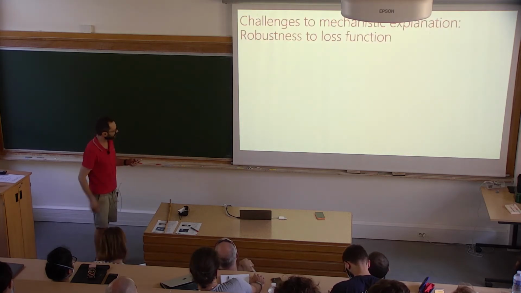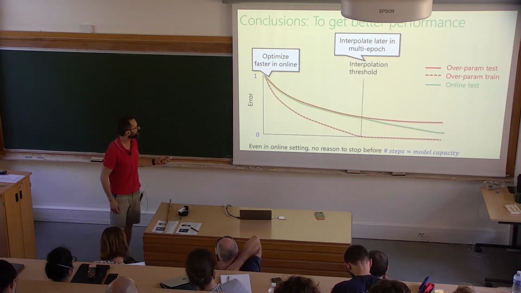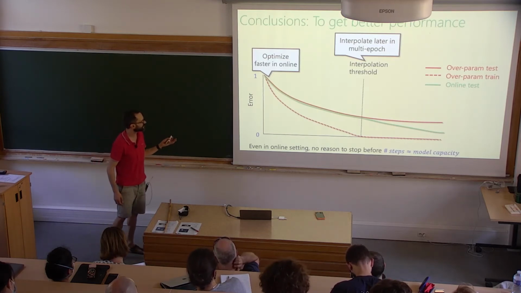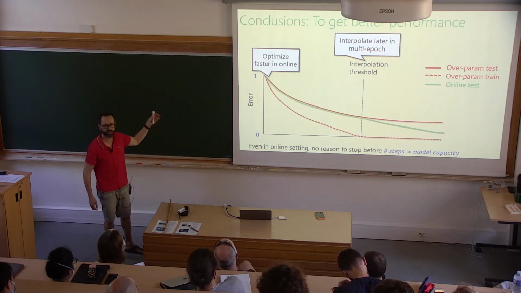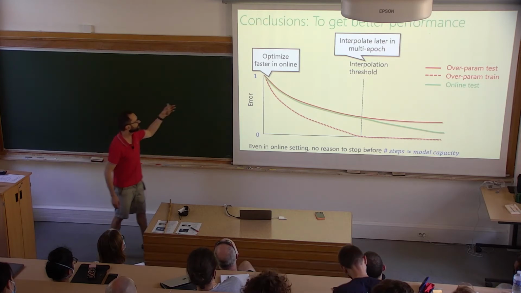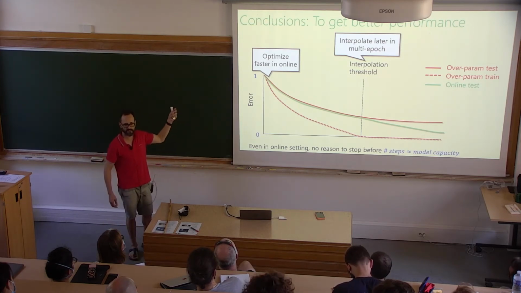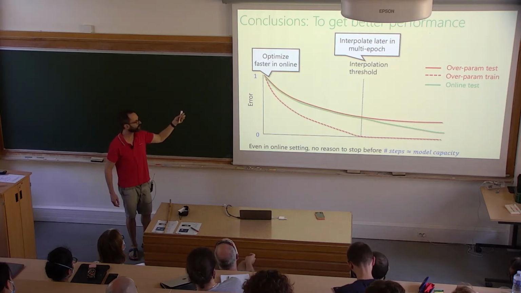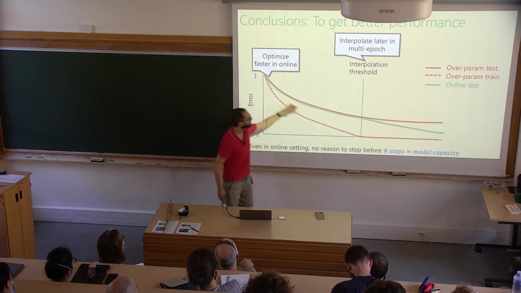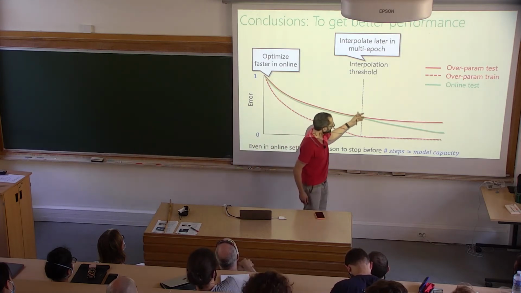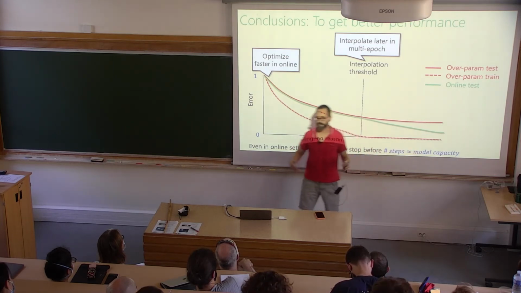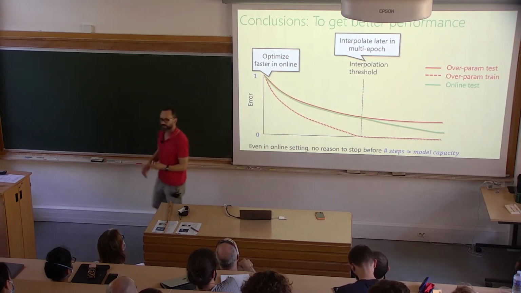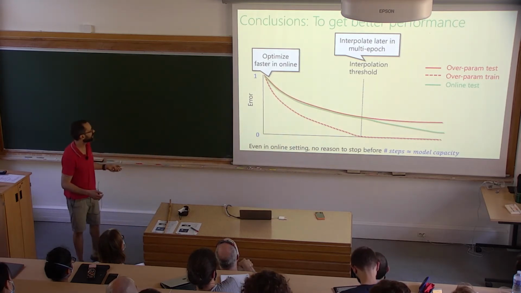And so maybe in some sense that also tells us that, regardless of whether we are online or doing multiple epochs, we probably shouldn't stop until we reach this kind of point. So we shouldn't stop before the number of steps we take is roughly the capacity of the model. Maybe we should go more, but we shouldn't go less. And we'll come back to it later.